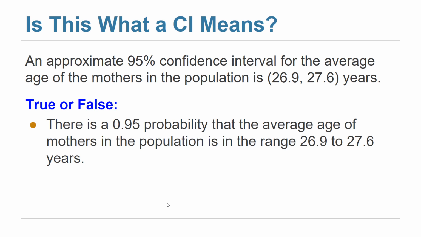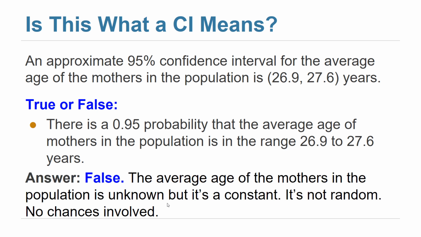Actually, it is a chance for the interval. That's the actual meaning of the confidence interval. So this statement is false. The average age of the mothers in the population is unknown, yes, but it is a constant. It is not a random variable. So we are not computing a chance about the true value of the parameter. We are talking about a chance of the interval. The actual value of the average age of the mothers is not random. It is just unknown, but it's a constant.